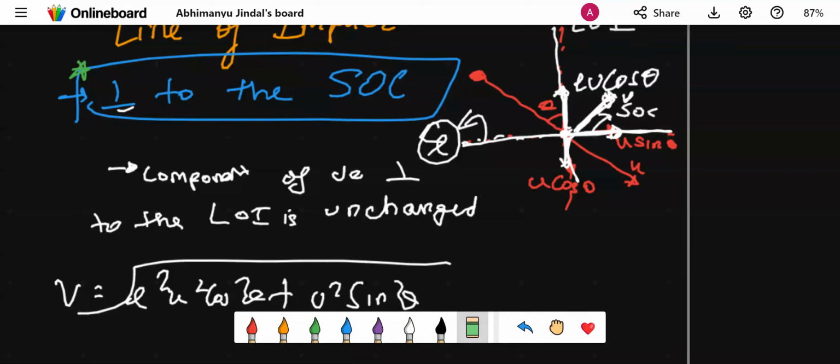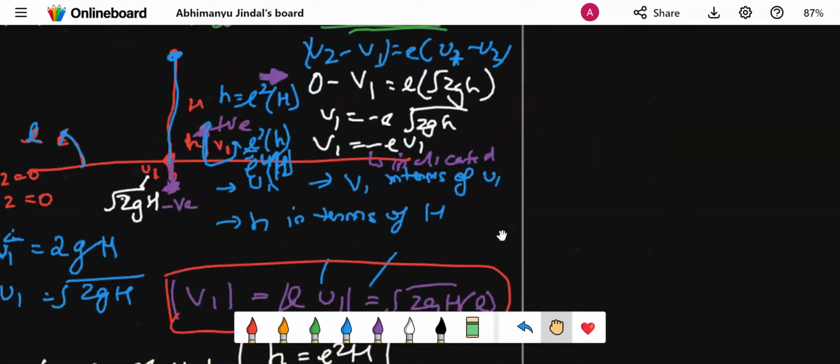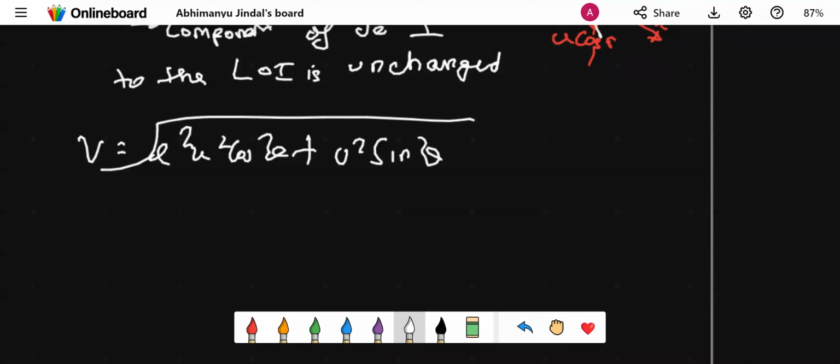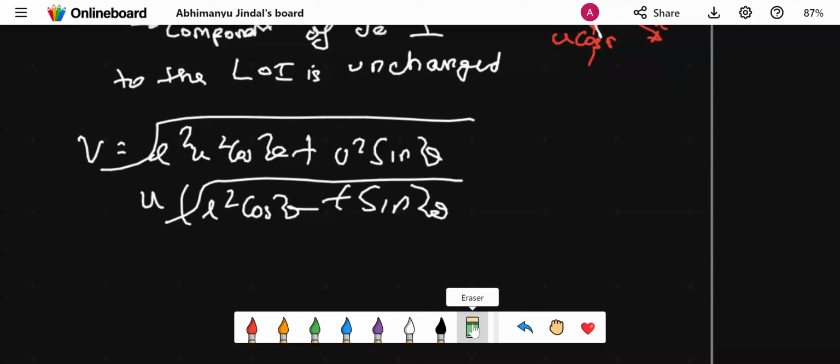This is e u cos theta, because when u cos theta was in the direction of the line of impact, it gets rebounded back with the speed of e u cos theta, which we just studied when we said that a ball is dropped from height h, goes down with the velocity u1, then rebounds back with a velocity of v1 in the upward direction. The same thing can be used here. Now when I take u square common, it becomes u times the root of e square cos square theta plus sin square theta. So there you go. This is our final answer for the velocity with which it goes back.